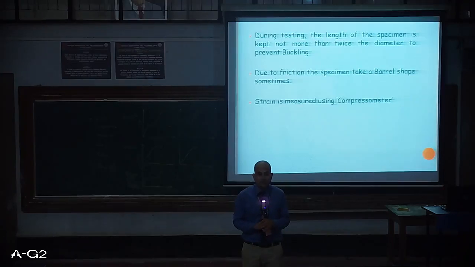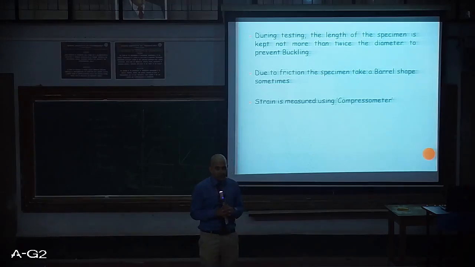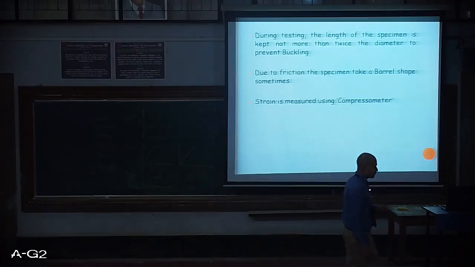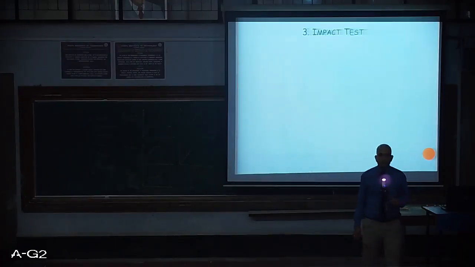Compression test is basically the opposite of the tensile test, and it is basically used by civil engineers to understand the properties of brittle materials like concrete, ceramics, cast iron, bricks, glasses, etc. Okay, and one more point of difference between our tensile test and compression test is that there we make use of a sensor called the extensometer, while here we make use of a sensor called the compressometer, which will measure the compression that is happening on the material. So that is it. The next type of test is called the impact test.